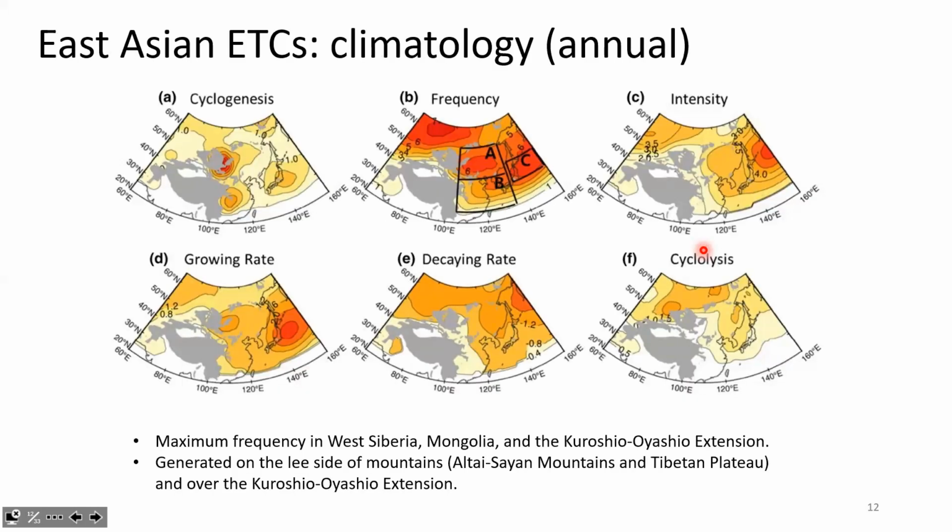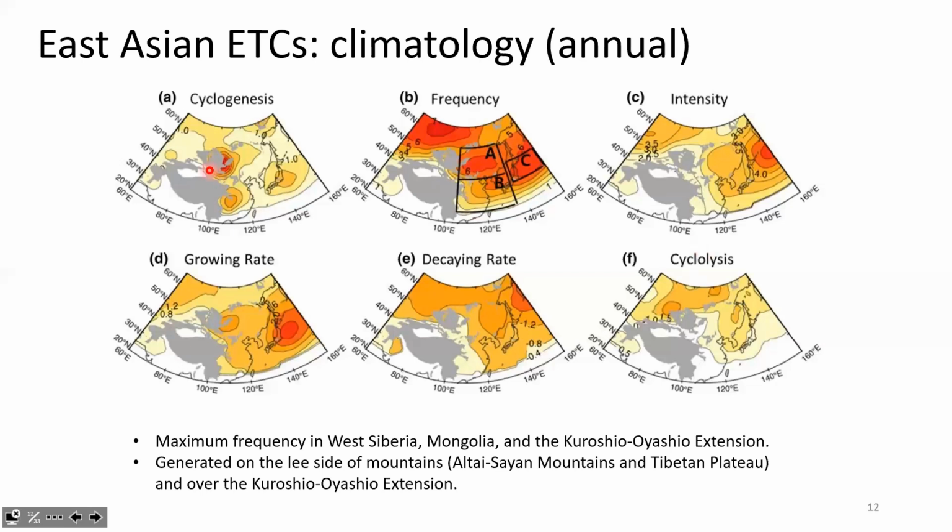This is the East Asian cyclones climatology. East Asian cyclones are the most active in West Siberia, Mongolia, and the Kuroshio-Oyashio extension. These East Asian cyclones are mainly generated downstream of two mountains and over the Kuroshio-Oyashio extension, showing strong cyclogenesis.